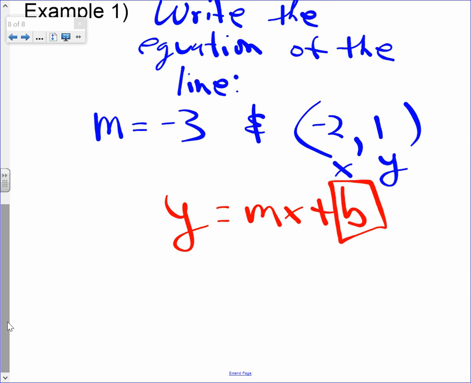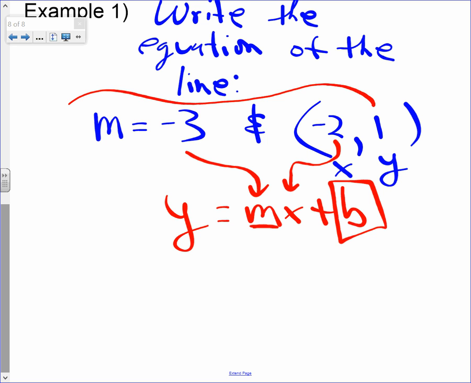All right. What can I replace the m with from what they've given us? Okay, beautiful. What can I replace the x with? Awesome. Okay, that's an x coordinate, right? How about the y? You guys are awesome. Big time.